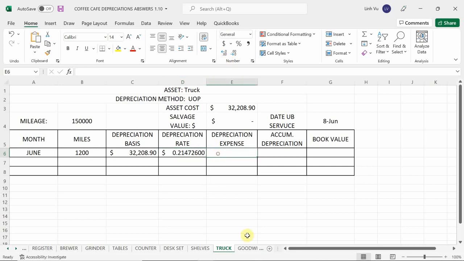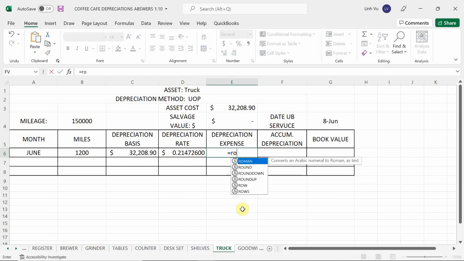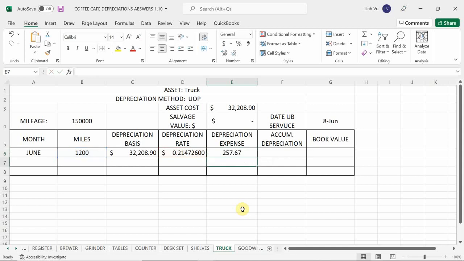21.47260. Okay? So therefore, how much is going to be my depreciation expense if I drove 1,200 miles for the month of June? $257.67. Good. All right. Good. So then, of course, that's going to be your first one. So then what's my book value going to be?